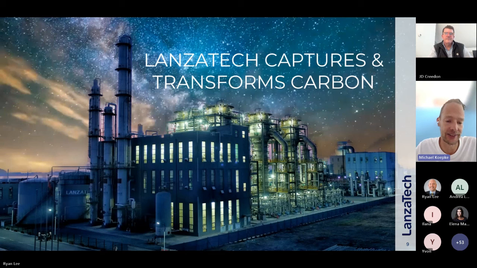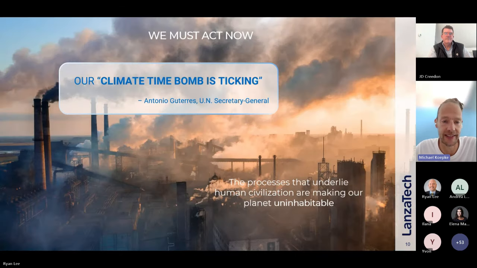At its heart, the mission of LanzaTech is really about capturing and transforming carbon. And we're now traded on NASDAQ. I think we're the first carbon capture and transformation company on NASDAQ. I don't need to spend too much time explaining to this group why this is important.